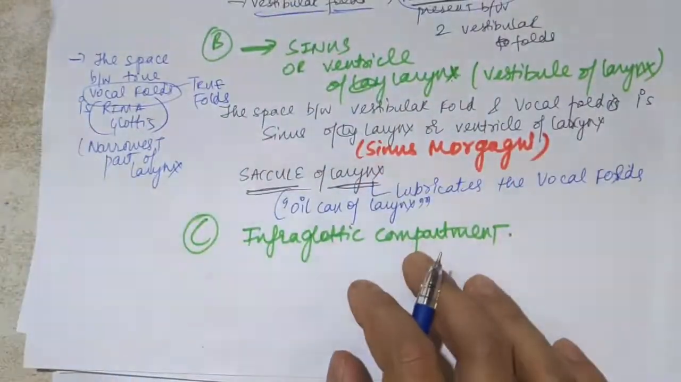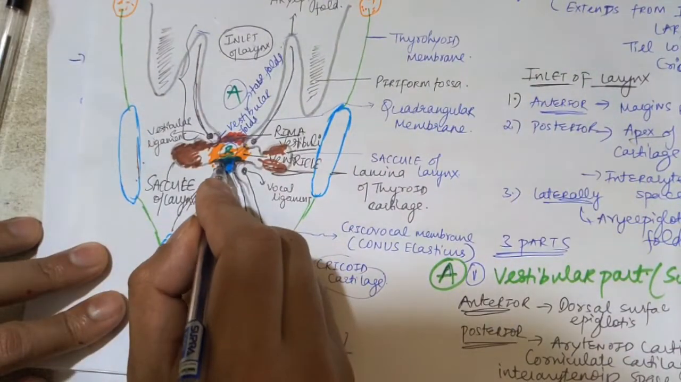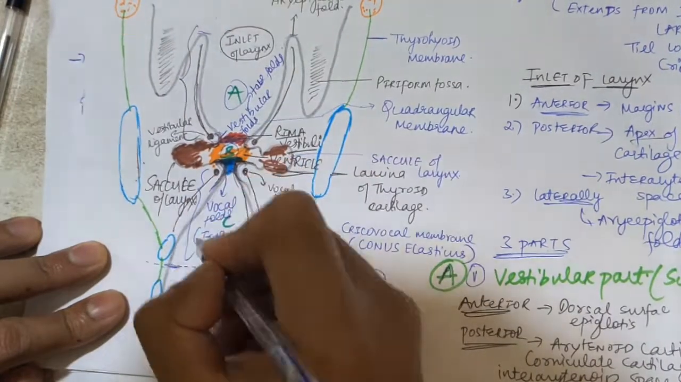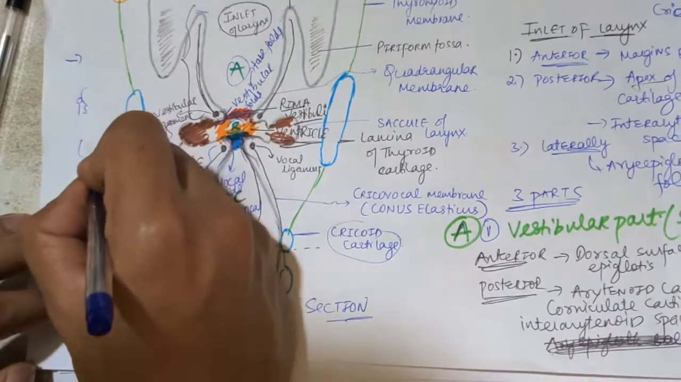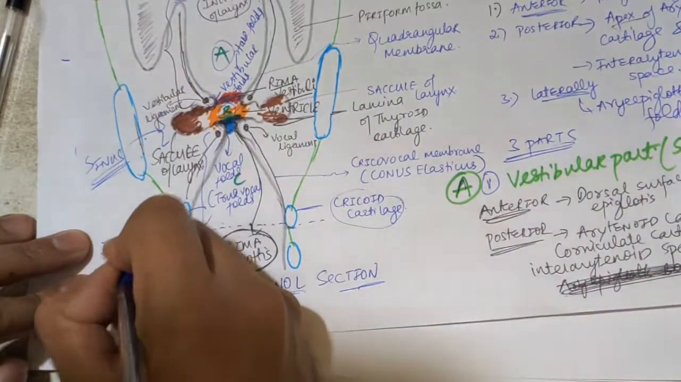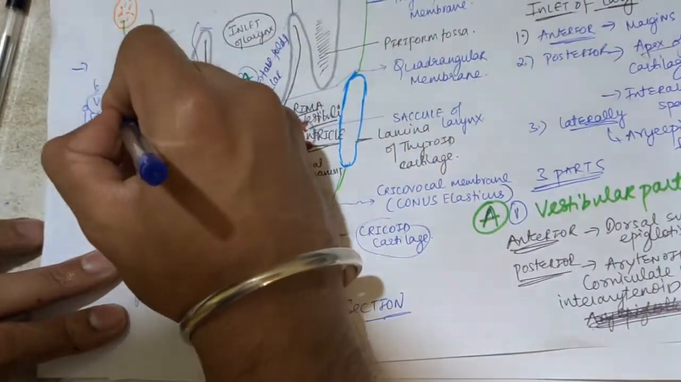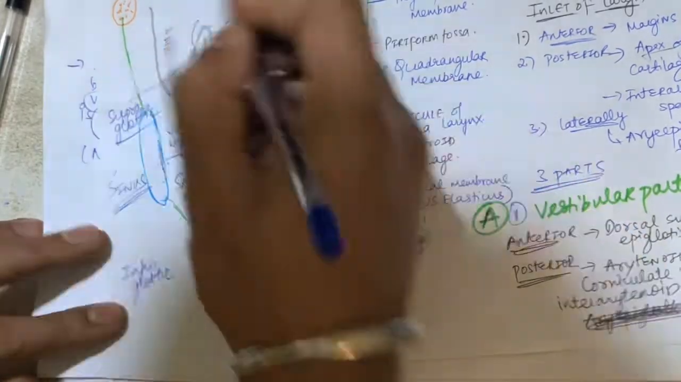And now the third part was the infraglottic compartment. You can see here that from the true vocal folds it extends till the lower border of cricoid cartilage. This area is called your infraglottic compartment. The middle one was the sinus. This is your infraglottic, and this part is your supraglottic. So these are the three parts of your cavity of larynx.